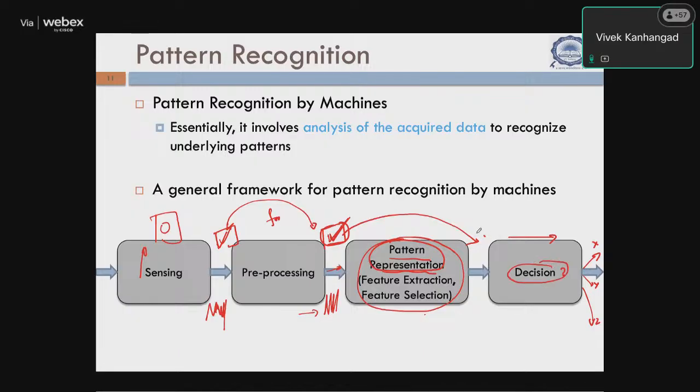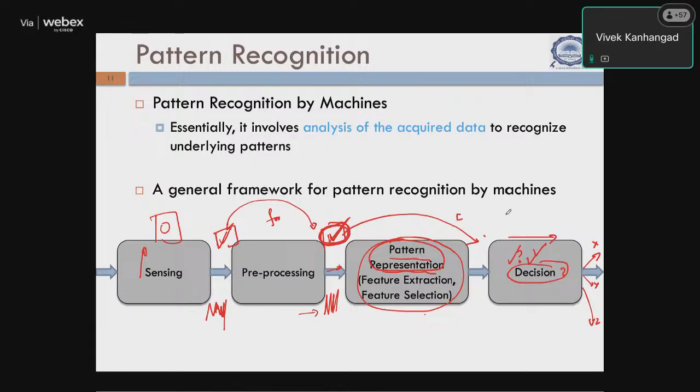What format is it? Remember, this decision making module should depend on important patterns in the data. That's a very important point. I'll talk about what is involved in this decision making stage, but it should utilize important patterns and features in the data, and that will help in accurate decision making. So that is what we call pattern representation.